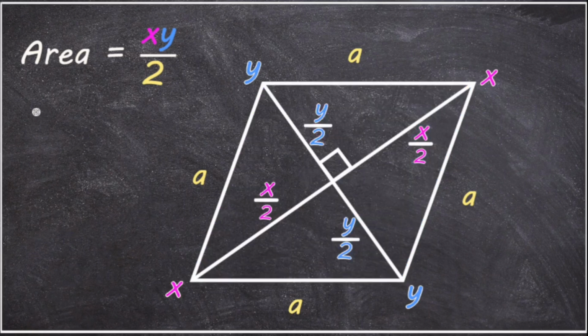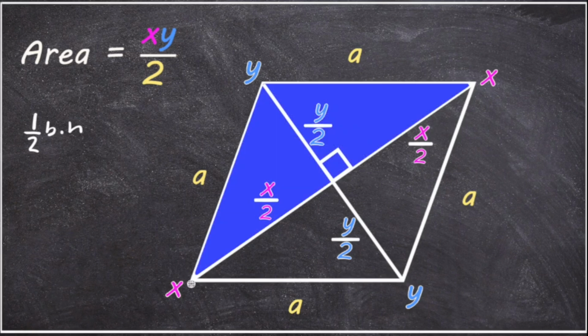Now we know that the area of a triangle is given by the formula half base times height. If we look at the top triangle, we can see that its base is just the entirety of the x diagonal, which means that we can rewrite half base times height as half the base, well, the base is x, times the height. But what is the height of the triangle?